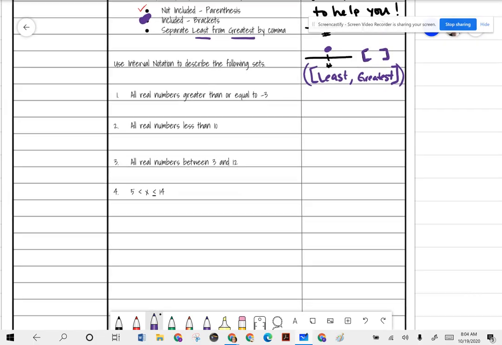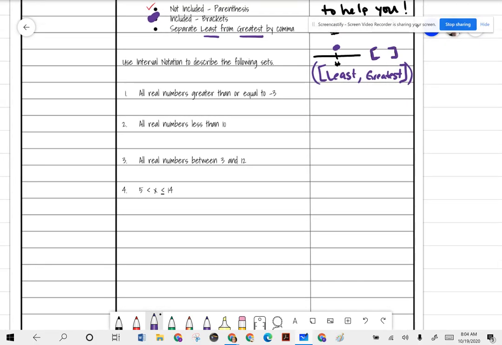So let's take a look at number 1. Now I'm talking about all real numbers greater than or equal to -3. If we write that out on a number line, it's greater than or equal to -3, so it would look something like this. The smallest number is -3, and it's going to go to infinity. Now, do you use brackets or not? Well, it's greater than or equal to, so it is closed, so we're going to use a bracket.